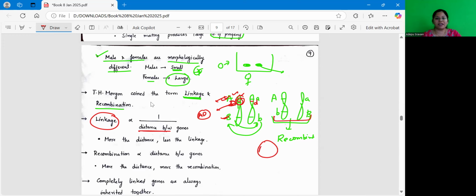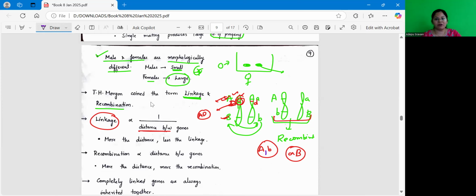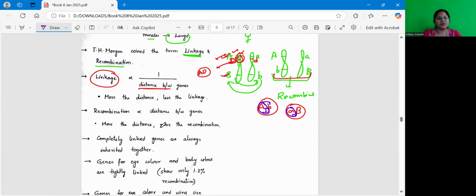So in gametes, we can have capital A, small a, capital B. But whenever we have strong linkage between genes, capital A will always go with capital D and small a will always go with small d. So between A and D we can see the linkage, and between A and B we can see the recombination. I hope you are following. So recombination is directly proportional to the distance between the genes. A and B are farther from each other, so the more the distance, the more will be the recombination.